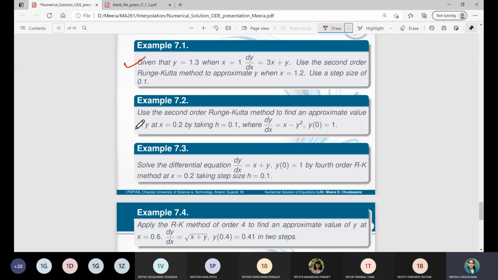Today we are going to consider some more examples. So first we will consider this one. Use the second order Runge-Kutta method to find the approximate value of y at x equal to 0.2. So this is your xn. By taking h as 0.1, and we are given dy by dx as this function, x minus y square. The initial condition is y of 0, we are given y. So this is your x0 and this is your y0. Okay, so let us try to solve it. We are asked to find its solution using the second order Runge-Kutta method, right? So let us consider now the solution of it.